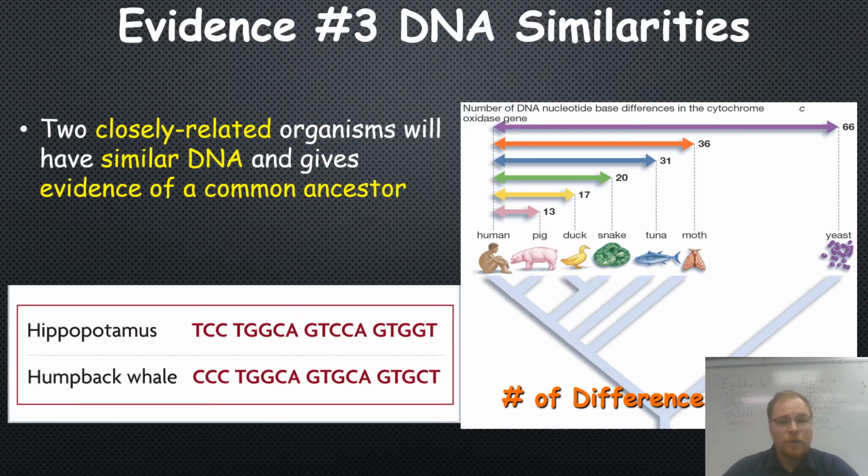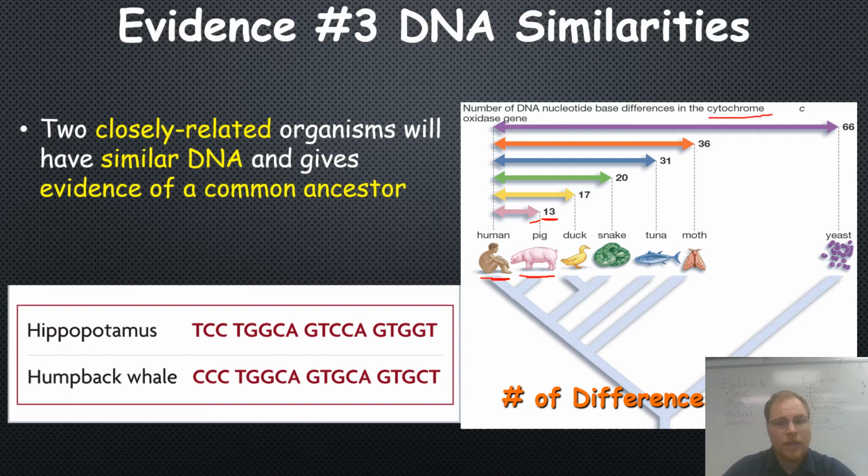If you look right here, this is called a cladogram, and it kind of plots the relationship between organisms and how closely related they are. If you look right here, you have something like a human and a pig, and they're both mammals and they're both vertebrates, right? They only have a difference of 13 DNA nucleotides, right? And we're talking about a very specific piece of DNA, not the entirety of the DNA, okay?